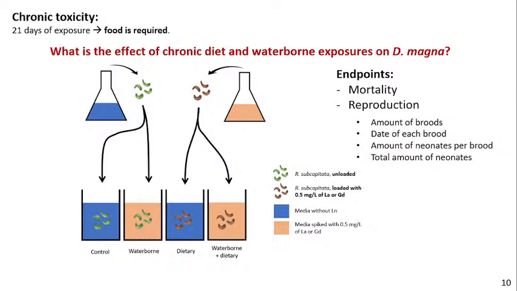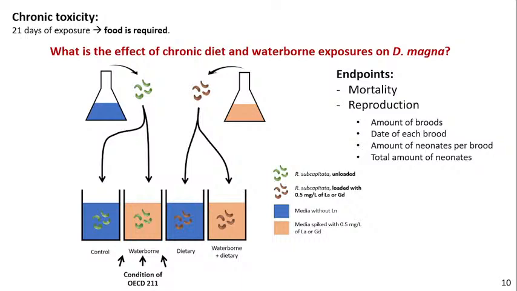So the control, where the organisms were growing in a clean media and fed with clean food. Then the traditional way to do it, a waterborne exposure, so the organisms are growing in a contaminated media, in our case 0.5 milligram per liter of lanthanum or gadolinium, but were fed with clean algae. And then 2 new conditions, where we were studying the dietary exposure, so the organisms were growing in a clean media, but only fed with contaminated food. So the algae, in that case, were growing in a media contaminated to 0.5 milligram per liter of lanthanum or gadolinium.